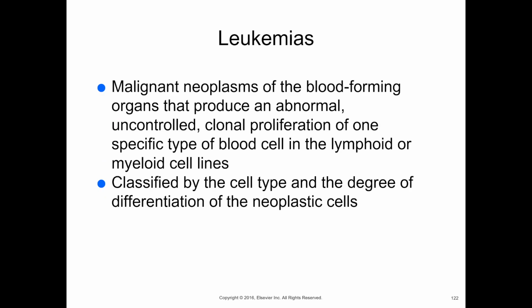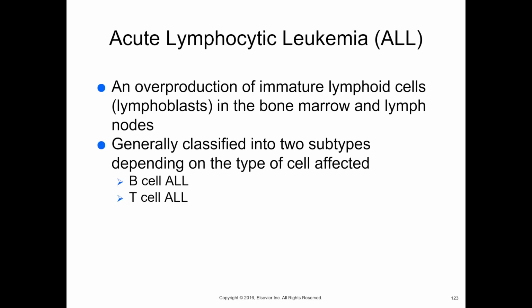Leukemia. So, leukemia is a white blood cell cancer. You get uncontrolled proliferation of a lymphoid or myeloid cell, basically your lymphoid or leukocytic varieties. So, a couple of the main classifications of this.